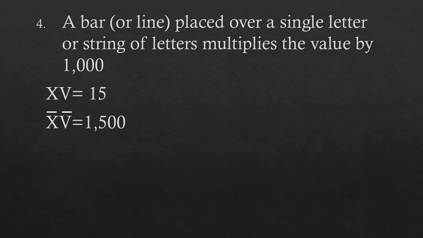Now on to our final and simplest principle. A bar or line placed over a single letter or string of letters multiplies the value by 1000. So here we have XV equaling 15. Simply place a line over X and V, and now we have 15,000.